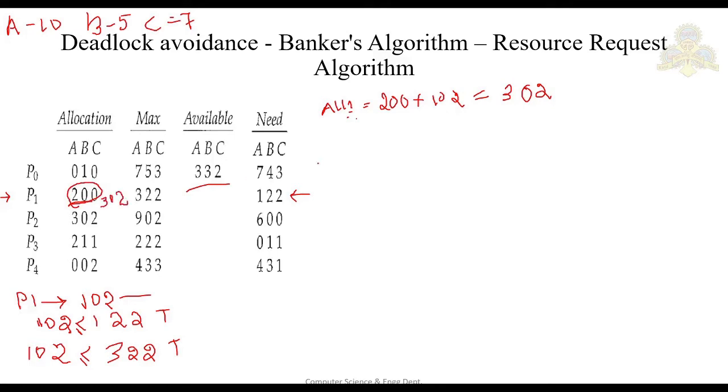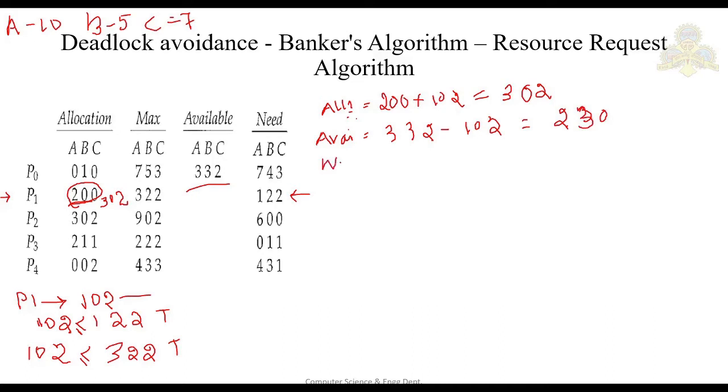302. Fine. Next, you will calculate the available. I'll write here, available is equal to available minus request. Fine. What are the available resources in your system? It is 332. So 332 minus what is the request from your P1? It is 102, right? 332 minus 102 becomes 2, 3 and 0. Okay, this is 230, this is the new available value.